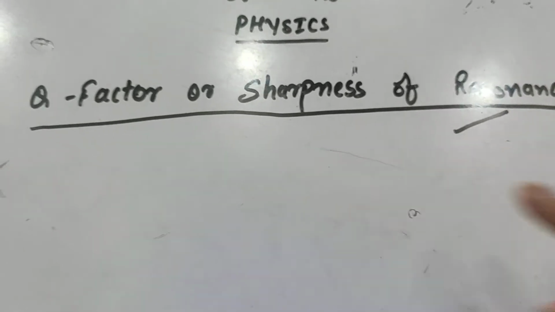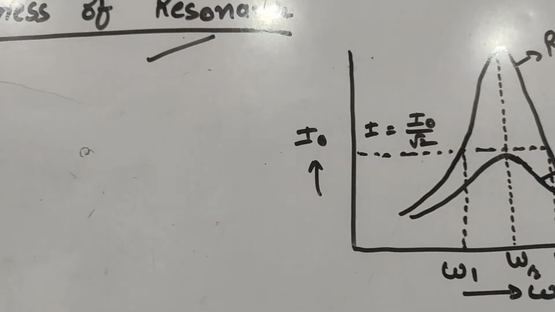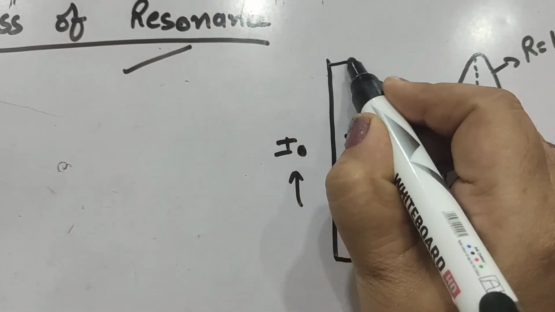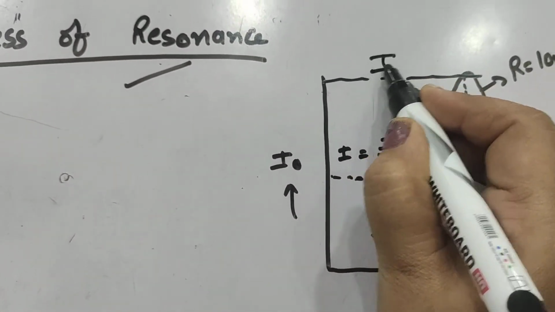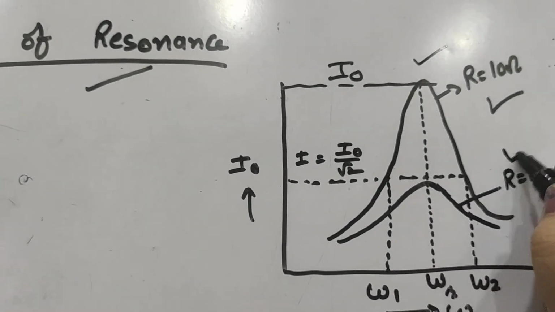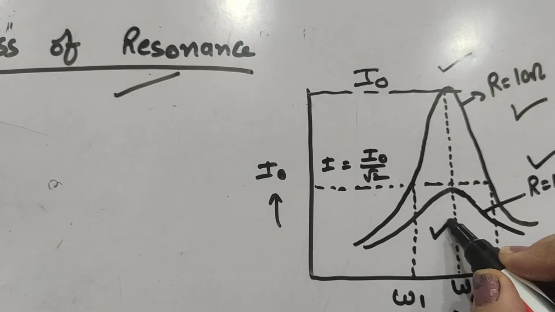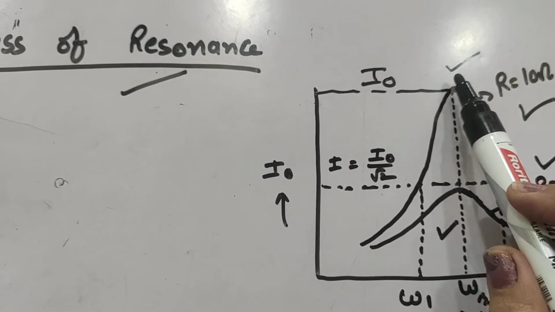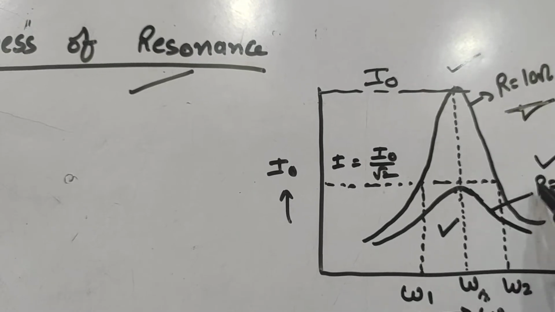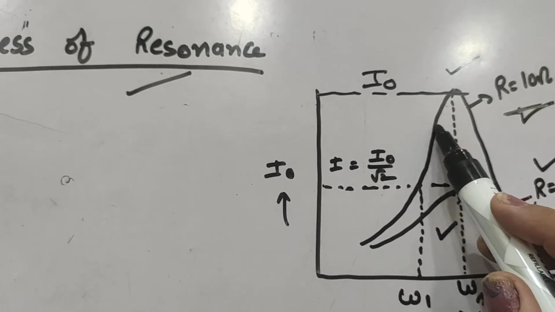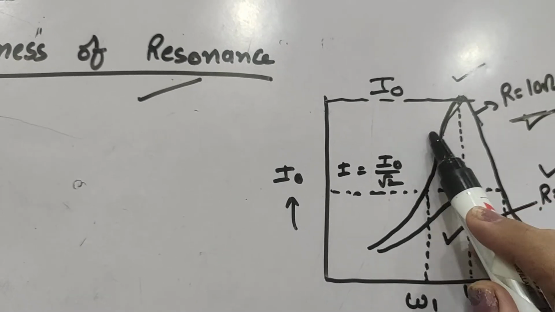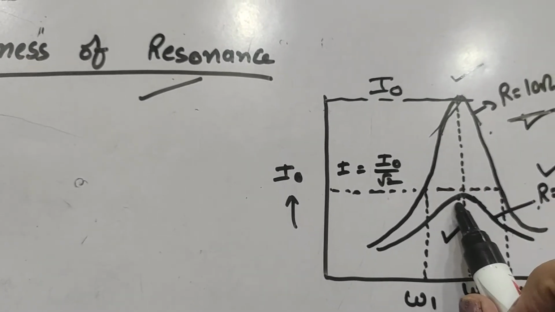in that case we will get a curve like this. You can see here, this represents the maximum value of current, I naught. At a lower value of resistance the current is maximum; at a higher value of resistance the current is lesser. If we compare the two peaks at different values of resistance, you can see this peak is sharp as compared to this one.